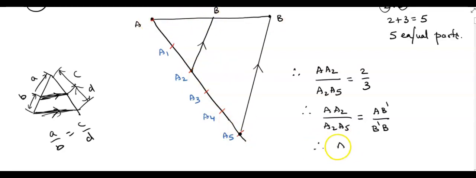Now we can say that A B dash by B dash B, or B B dash, both are the same, that is also equal to 2 by 3. Hence we have proved. Now we have divided A to B dash as 2 parts, B dash to B as 3 parts. Is this clear? Good. Now let me solve the next problem.